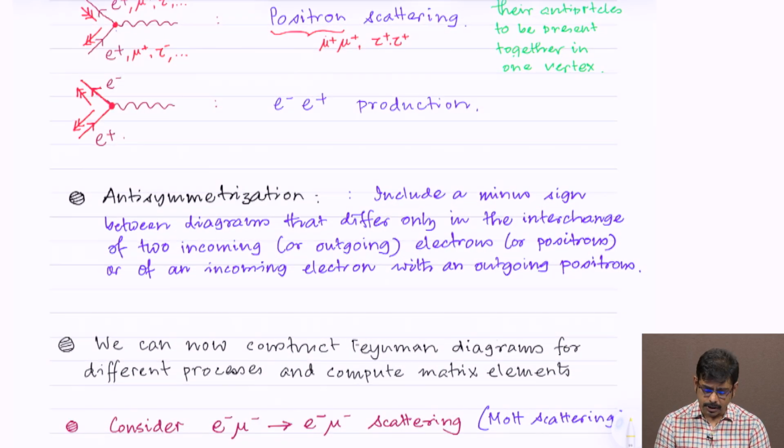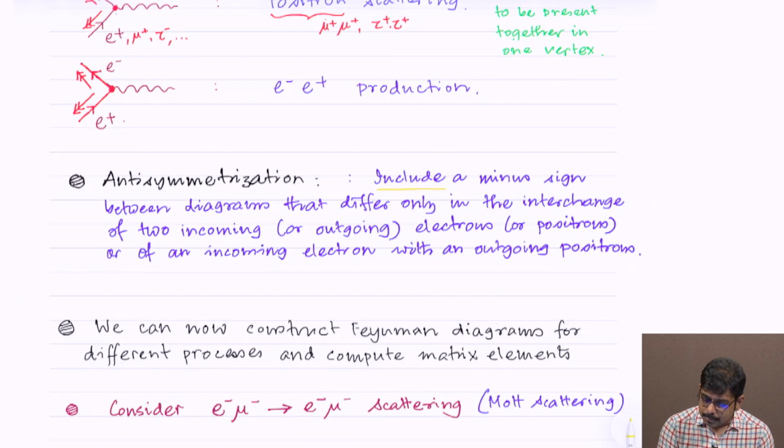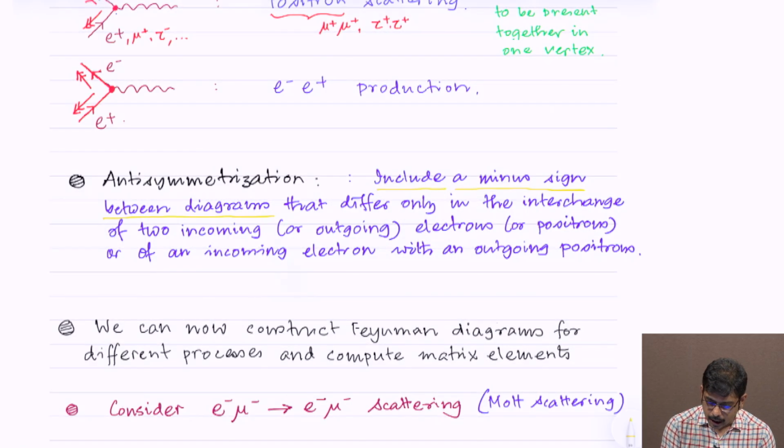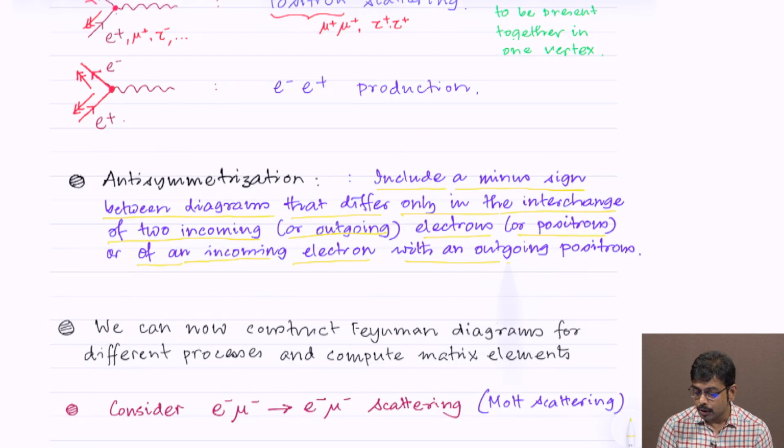There is one property which was left, which we didn't discuss, which is the point that whenever you have fermions in particular, there is one anti-symmetrization which is required, particularly when there is more than one underlying amplitude which contributes to one particular process. There the prescription is as follows: include a minus sign between the diagrams that differ only in the interchange of two incoming or outgoing electrons or positrons, or of an incoming electron with an outgoing positron.